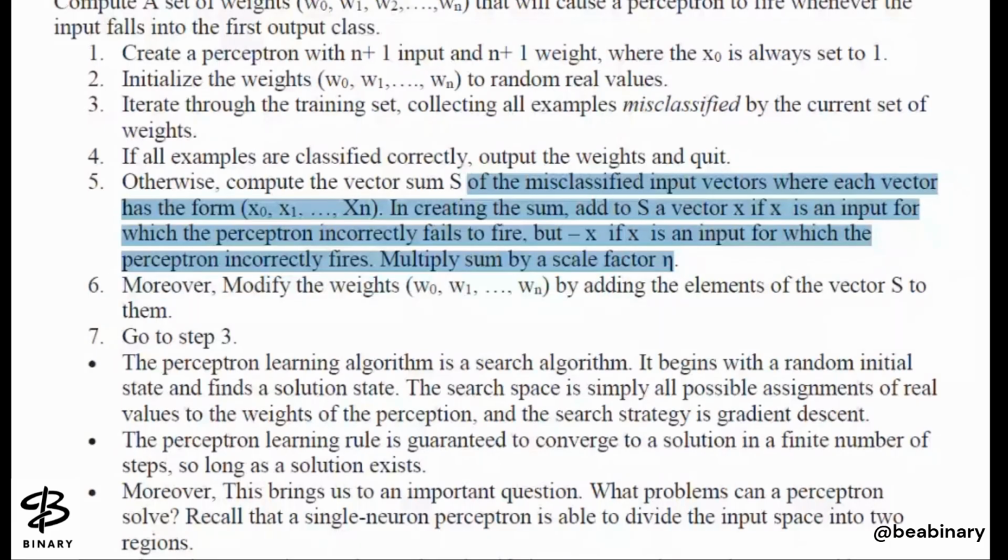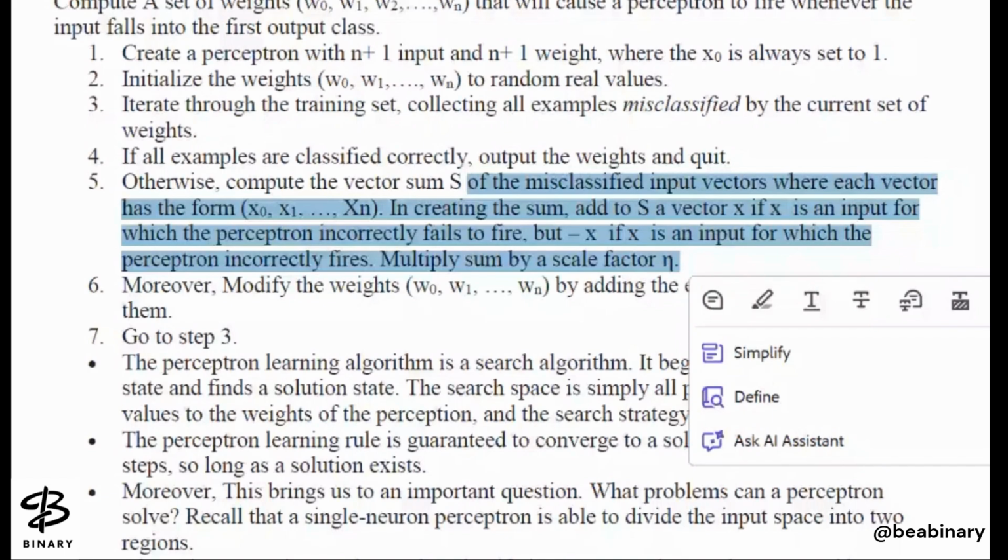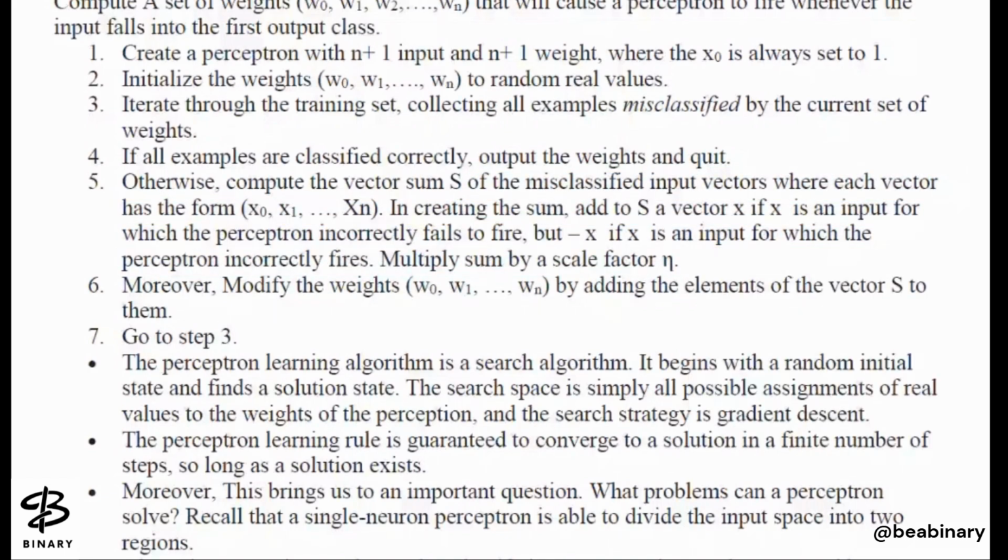So moreover, modify the weights. If there is a modification, after performing the fifth step by adding the elements of vector S to the weights, then go to step 3 again for the iteration of the training set, to classify all the examples correctly.